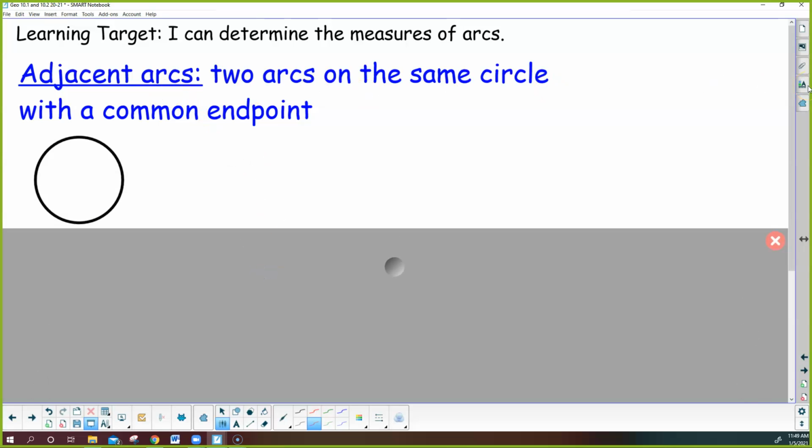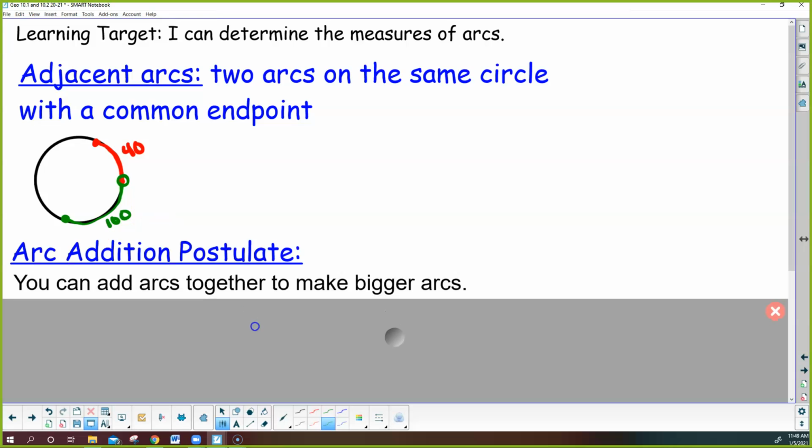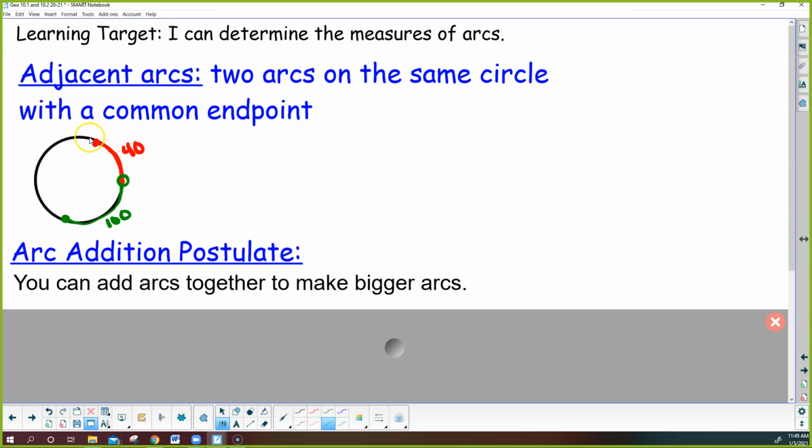Something called adjacent arcs. Well, we've talked about adjacent angles before, so I just want to quickly show you what an adjacent arc is. Let's picture this red arc here. An adjacent arc would be an arc that shares a common endpoint. So let's say that the red points go from here to here, and then if I draw another arc, it would be adjacent if they share a common endpoint. So here the red and the green share a common piece, so those would be adjacent arcs. Let's say, just for fun, that this is 40 degrees, and this one is 100 degrees. It's not, I'm just making this up, but what does that mean? That means I could add the two arcs together to get a larger arc of 140, and that's called the arc addition postulate. It just says you can add arcs together to make bigger arcs, or you can even subtract arcs to get smaller arcs.